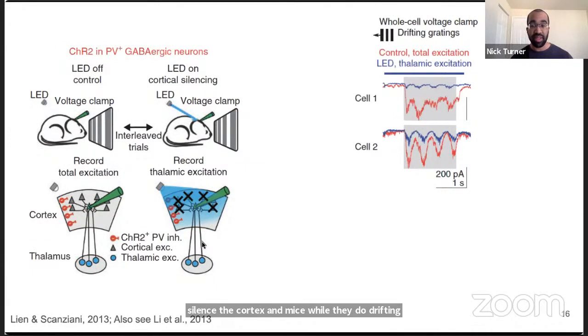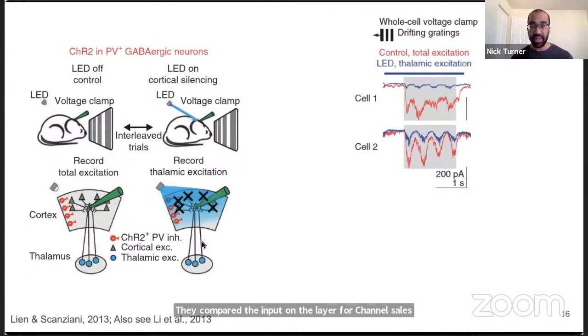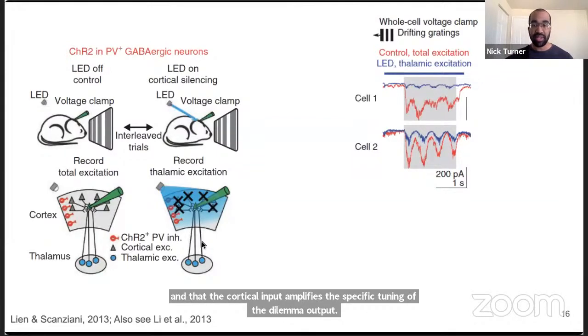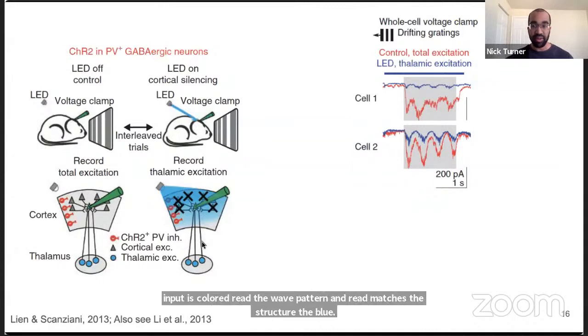They compared the input onto layer 4 pyramidal cells with and without the cortical signal, so just thalamus alone or thalamus plus cortex effectively at a first pass. And they found that the cortical signal provides the major input to these cells, and that the cortical input amplifies the specific tuning of the thalamic output. You can see this qualitatively represented on the right, where the thalamic input is blue and the total input is colored red. The wave pattern in red matches the structure of the blue quite closely, but it's just bigger.